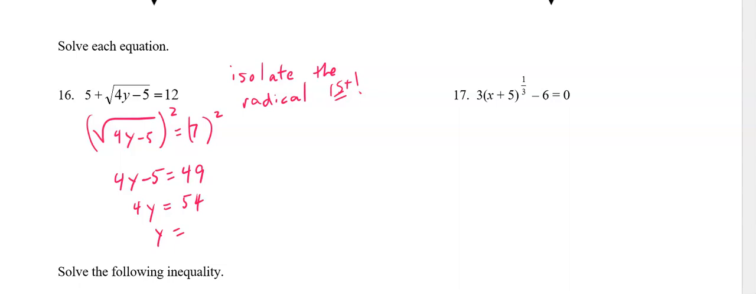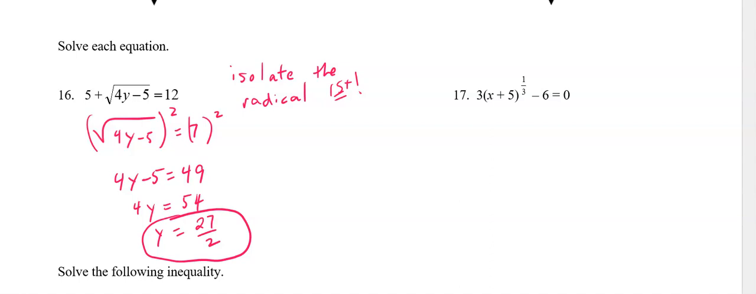And now I'm just going to solve for y like normal. And 54 divided by 4 is 27 over 2. Or you could have said 13 and a half. 13 halves, which was 6 and a half. Sorry.